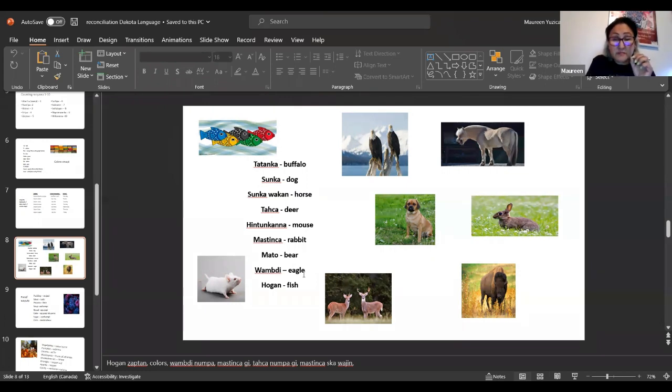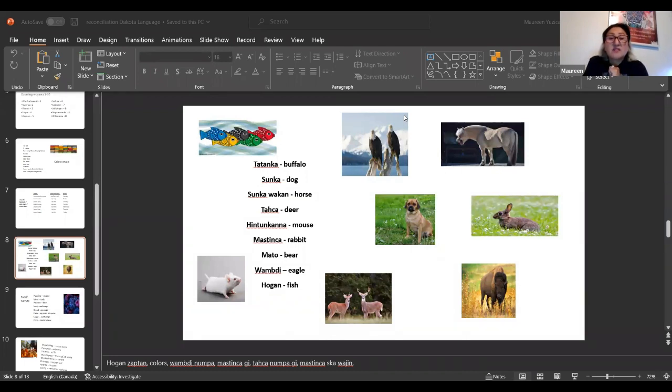Maureen, there's another question in the chat. Is there a word for cat? The word for cat is ichmiu. I-G-M-U. Ichmiu. Then again, we have our hitunkana, hitunkana ska waji, one white rat, one white mouse.